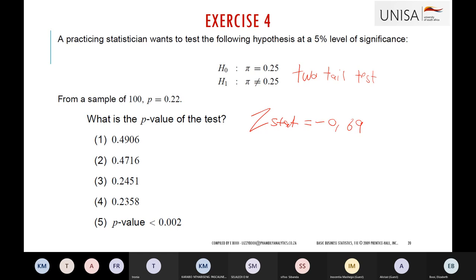Okay, so let's see. The table value is number 3, and if you multiply that by 2, that is not on one of the options.